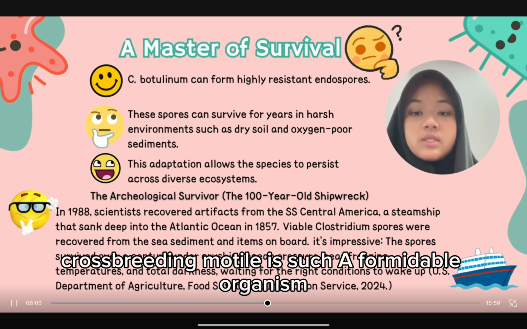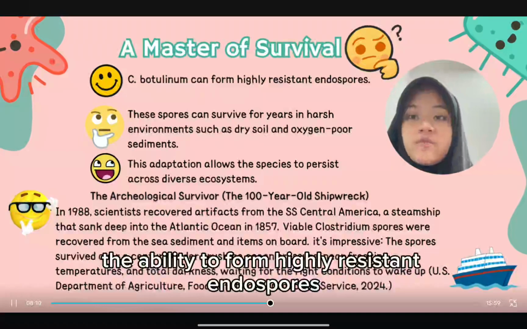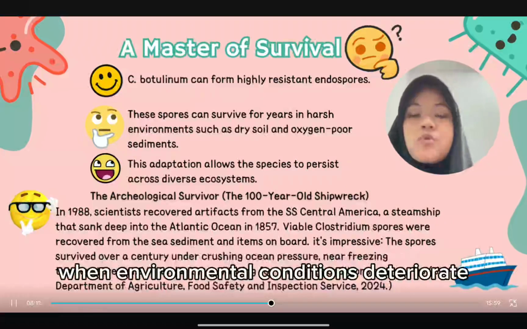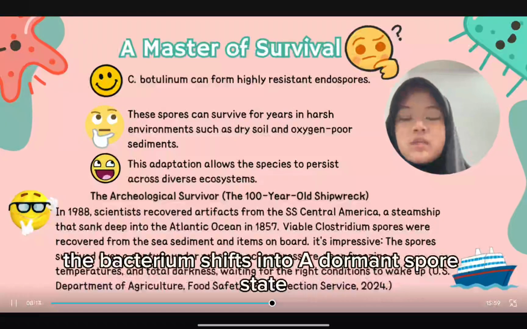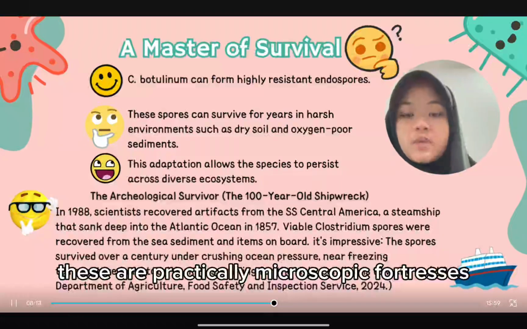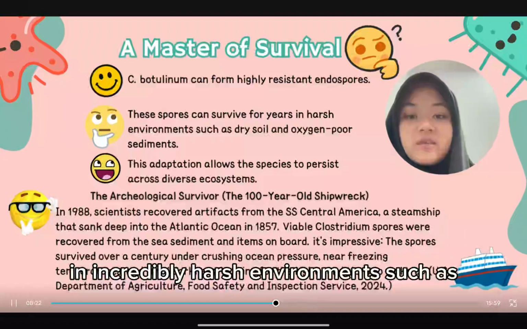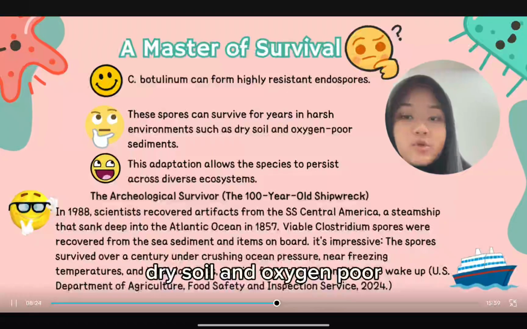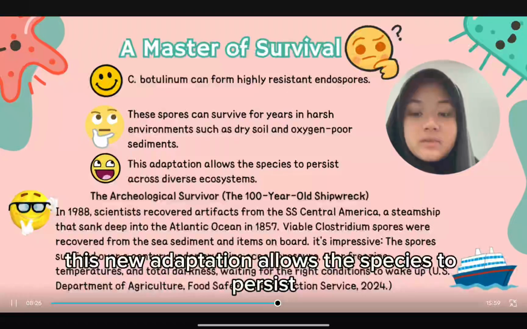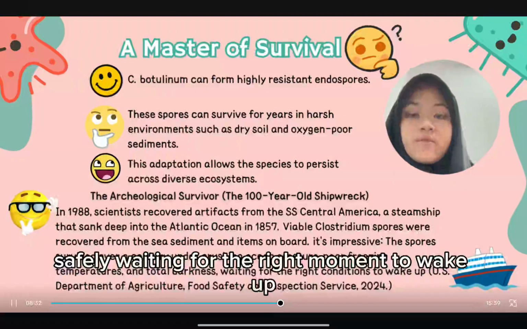To understand why Clostridium botulinum is such a formidable organism, we have to look at its primary evolutionary adaptation, the ability to form highly resistant endospores. When environmental conditions deteriorate, the bacterium shifts into a dormant spore state. These are practically microscopic fortresses that can survive for years, even decades, in incredibly harsh environments such as dry soil and oxygen-poor conditions.